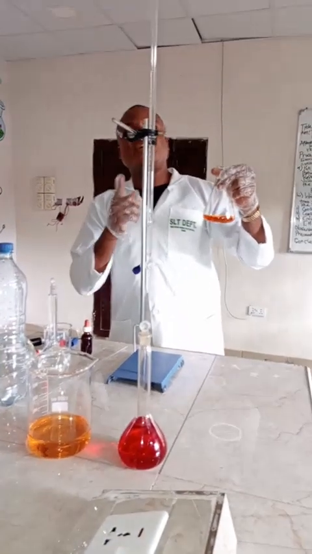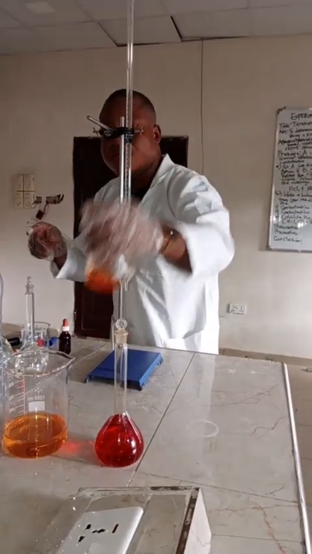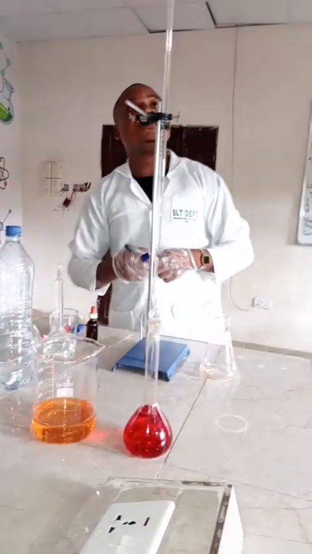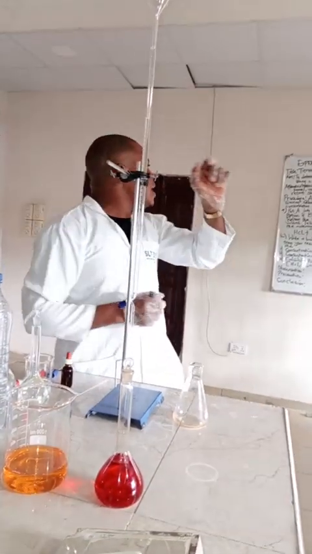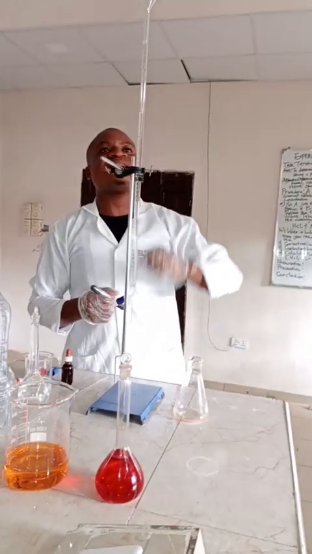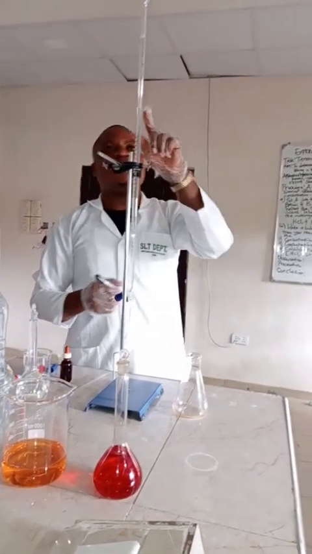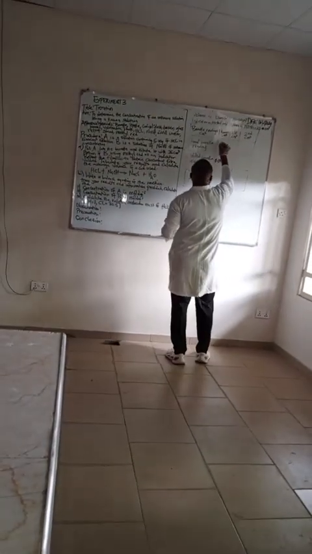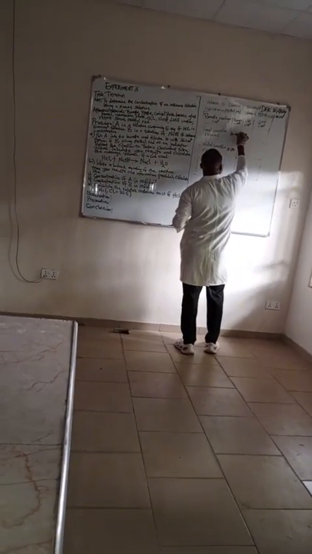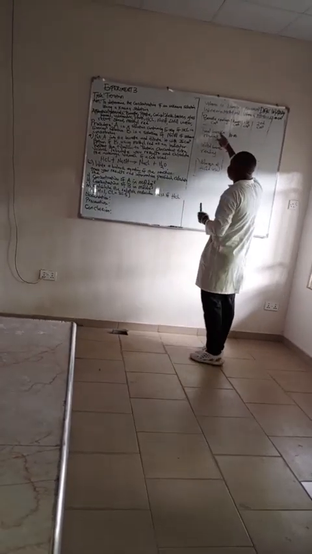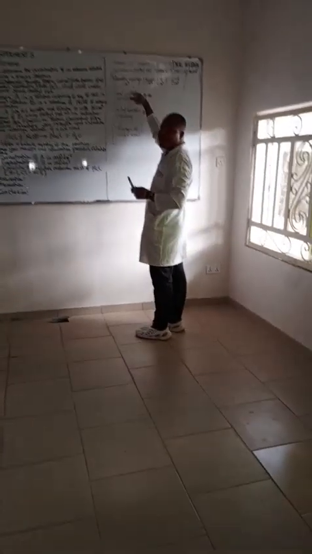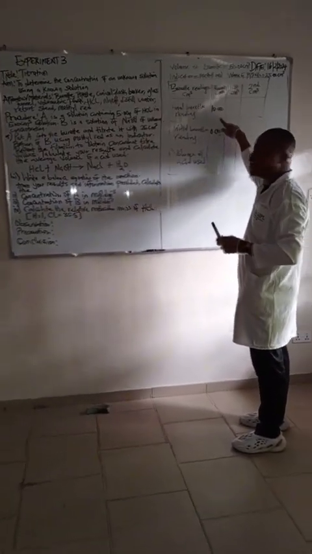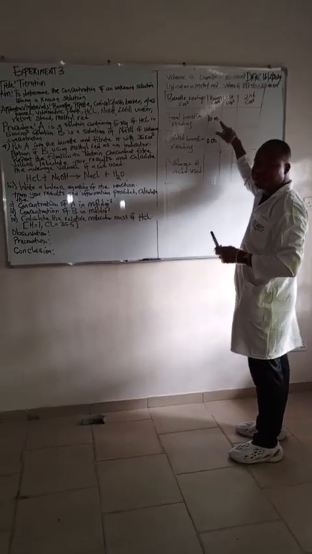Now from the rough reading, let me just discard this here. For the rough reading, our endpoint or the final burette reading is at 10.00. The final is 10.00 cm³. That is the final from our rough titration. The initial was 0.00. The final is 10.00. Please note all this.